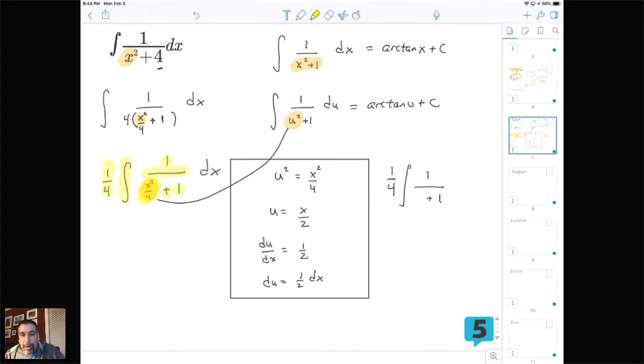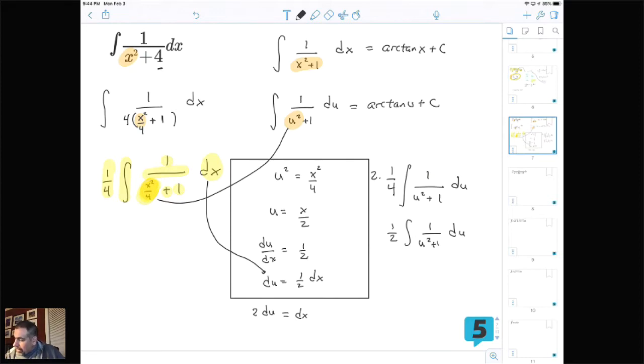But if I look in my box over here, I know what x squared over 4 is supposed to match up to. X squared over 4 is supposed to match up to u squared. And now the only thing left to bring over is my dx. But if I go in the box, what I'll find right here on this bottom equation, if I isolate dx, I'm going to get that dx is equal to 2du. So I can bring dx over, put a 2 in the front as a constant, put a du at the end, and all of a sudden I've now got 1/2 the integral of 1 over u squared plus 1 du. And that is precisely one of the 13 integrals that we're supposed to be familiar with.